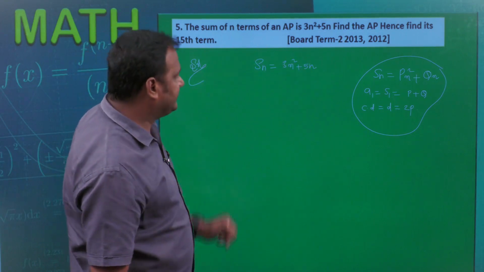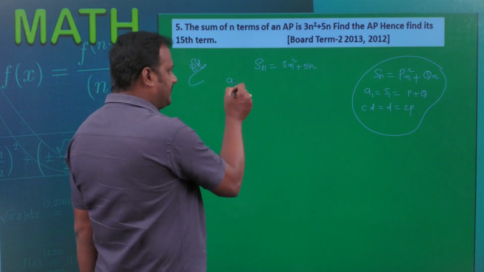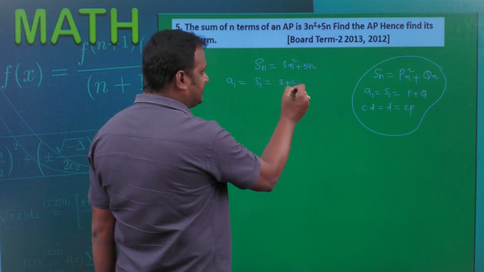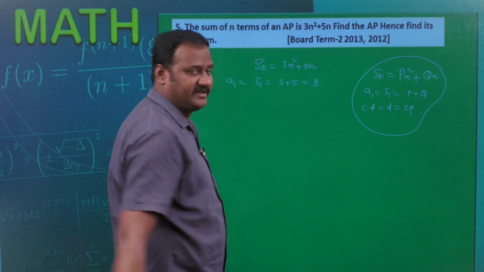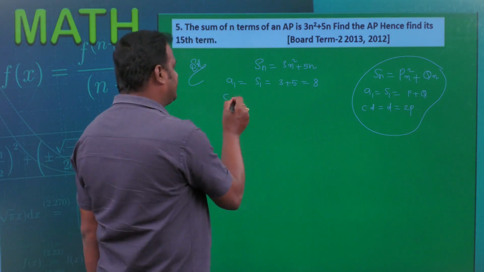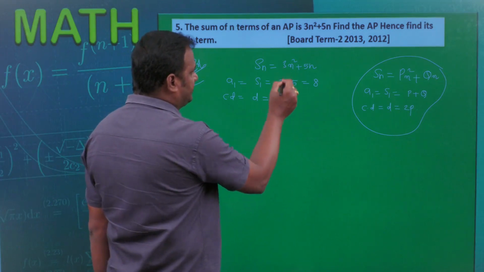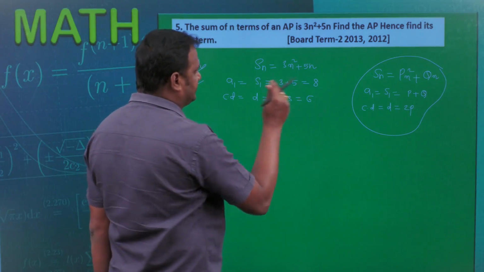Find its 15th term. First of all, a1 is equal to s1, that is p plus q. It means 3 plus 5, which is equal to 8. And what is the common difference? Common difference is equal to d, which is equal to twice the coefficient of n square, that is 2 times 3 is equal to 6.